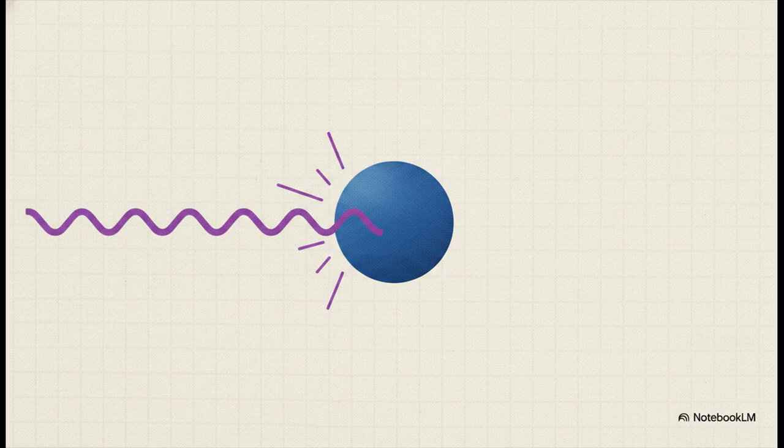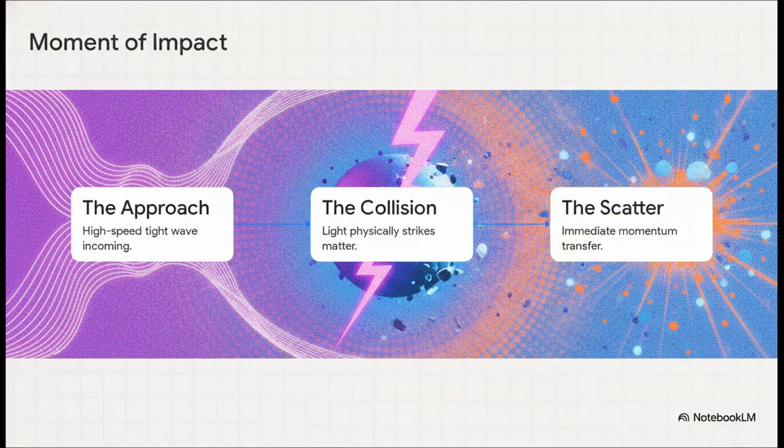And that sets up Phase 3, the point of impact. Okay, this is where all that kinetic energy gets completely unleashed. Think about the crazy chronology happening in just a microscopic fraction of a second. Step 1, the high-speed approach of that tight wave. Step 2, the sudden, violent collision right where they meet. And Step 3, bam, the immediate scatter. Light is literally physically striking matter. We're witnessing an absolute instantaneous transfer of momentum.